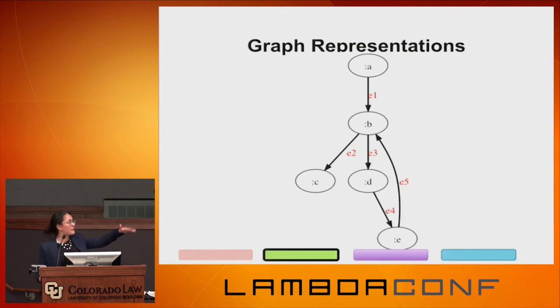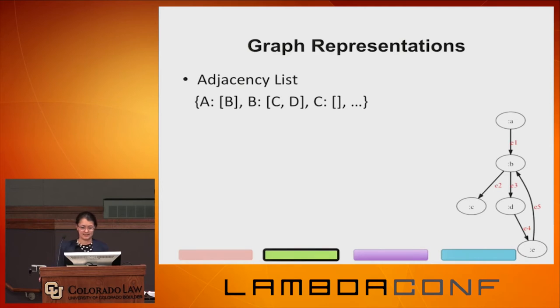Same graph as we saw earlier, we have five nodes, A, B, C, D, and E, and we will label the edges. Now there are four general types of graph representations. You can represent graphs using adjacency lists. Each node is mapped to a list of its adjacent successor nodes. In this case, A is mapped to B because there's an edge between A and B, and B has two edges to nodes C and D and so on.